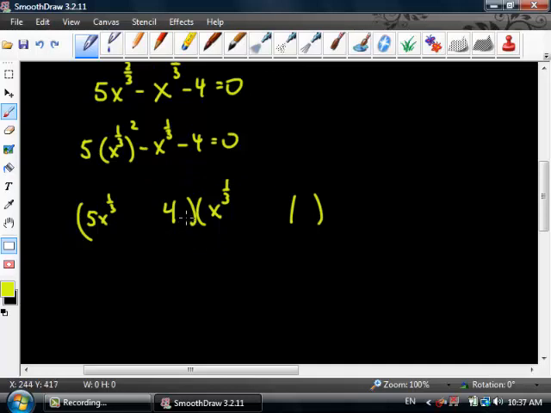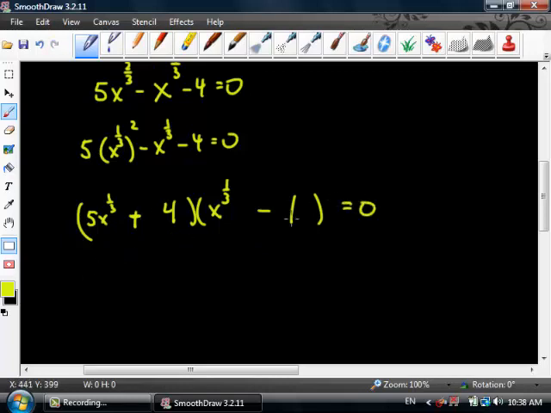Beth? 5x to the 1/3 minus 4 plus 1? Something a little bit different? Positive 4, -1. Beth, you want a -5 here, right? -5, positive 4. -5 plus 4 is -1. Yeah. Okay, so now we're going to split this up.